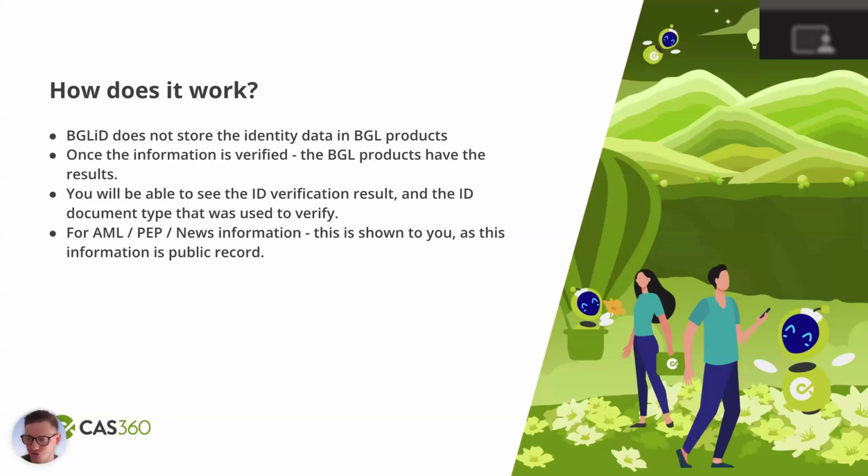In regards to AML and PEP information, okay, all of this information is public information. So it is all available effectively via a Google search. So it is public record. So all of your AML, PEP, adverse media, things like that will all be stored in and connected to that contact's record in CAS 360. Okay, and then again, that's all because it's public information.